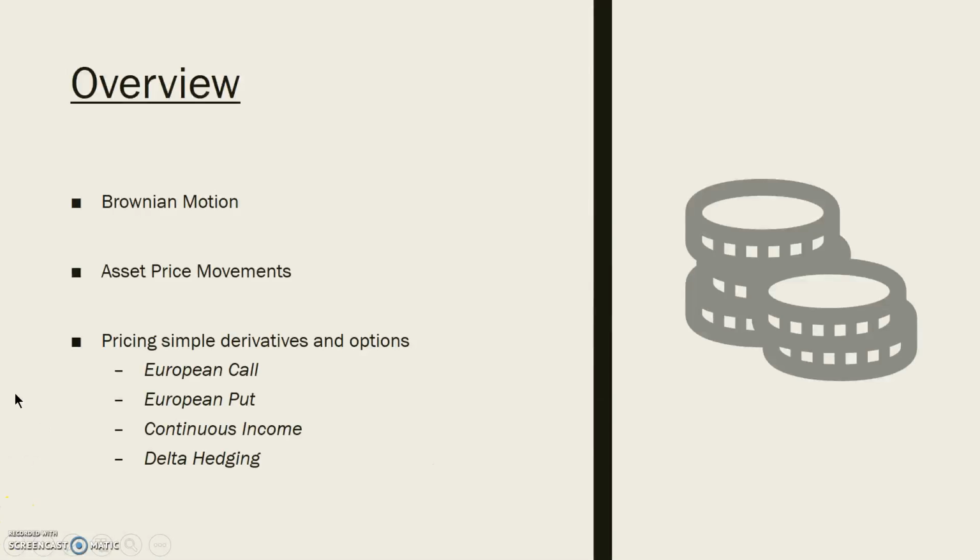Alright, so a quick overview here. We're going to be looking at Brownian motion. We're going to look at asset price movements, and then the bulk of this presentation is going to be dealing with pricing, simple derivatives, and options. And under that, we're going to be looking at the European call, the European put, continuous income, and then delta hedging.